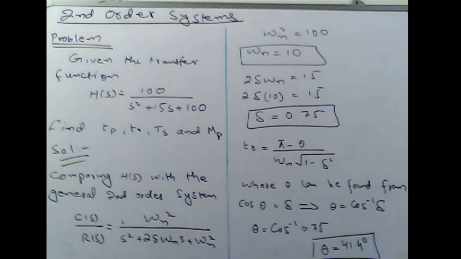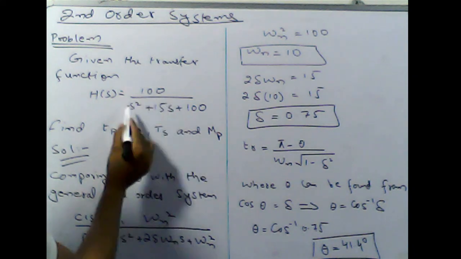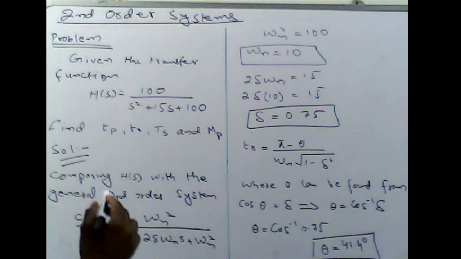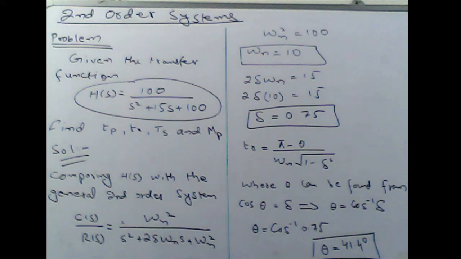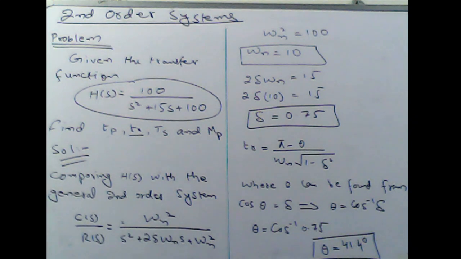Let us solve another example. The transfer function of a second order system is given here. The transfer function is H of s equals 100 divided by s square plus 15s plus 100. We need to find out what is the peak time in case of the step response of your system. Then what is the rise time, what is the settling time, and what is the maximum overshoot.